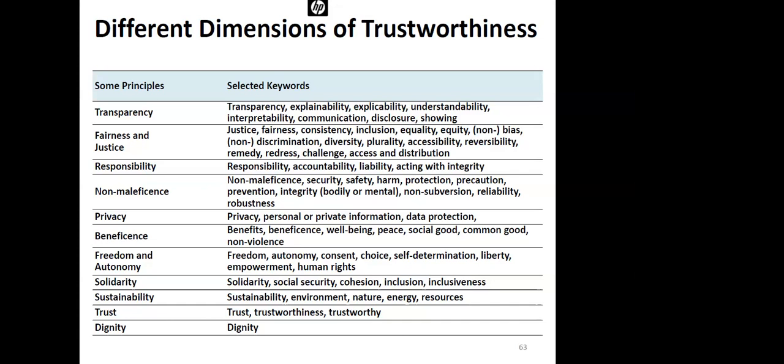The second dimension of trustworthiness is fairness and justice. The third one is about responsibility. So anyway, you can come up with this. How do we come up with this? We just look at official documents, over 100, nearly 200 of them. And then you pick up most of the keywords, and then put these keywords into categories. And then we end up with this.